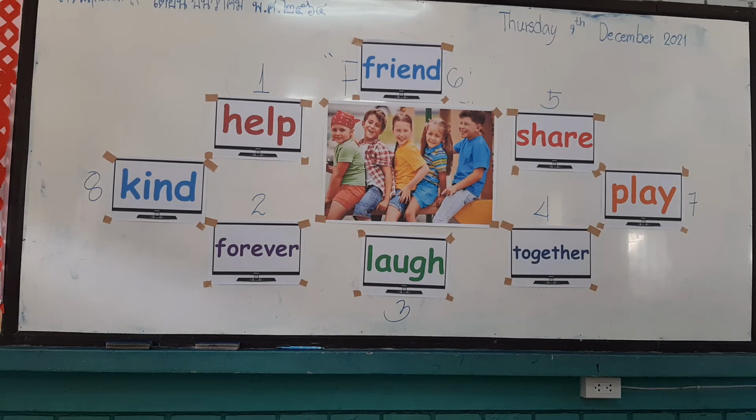Look at the board. Number one, repeat after me. Help. Number two, forever. Number three, laugh. Number four, together. Number five, share. Number six, friend. Number seven, play. Number eight, kind.